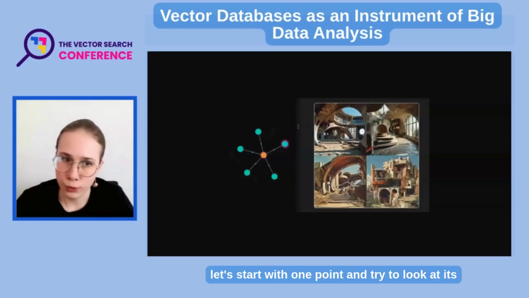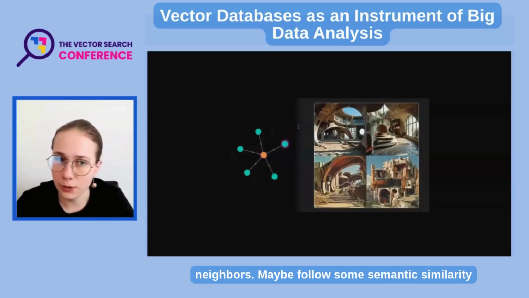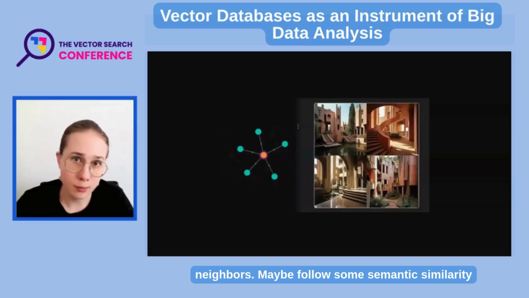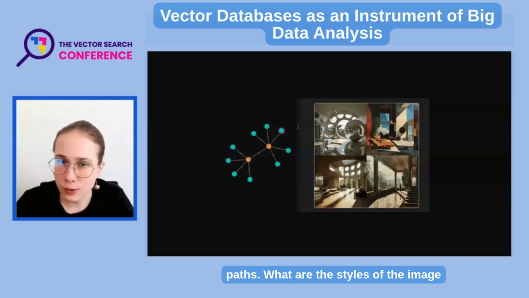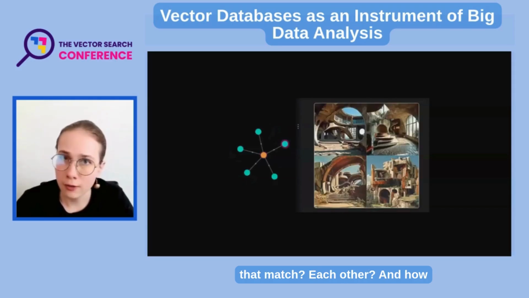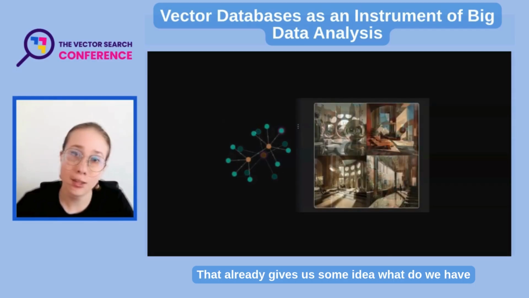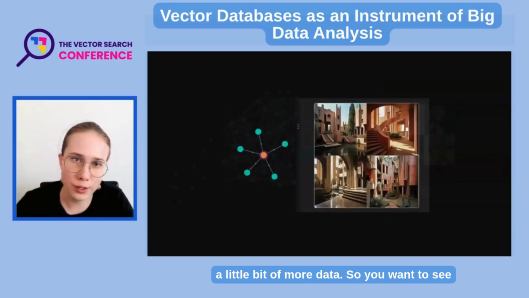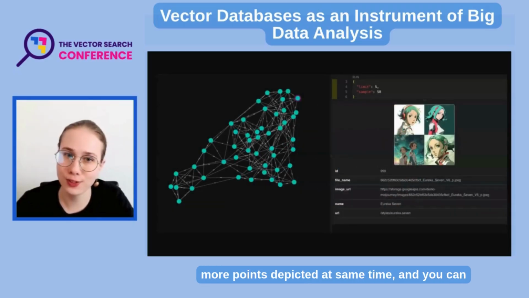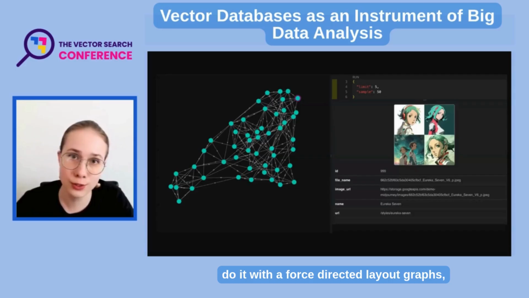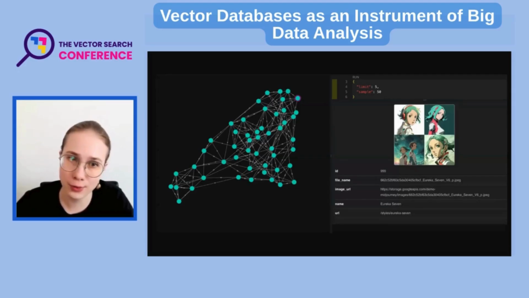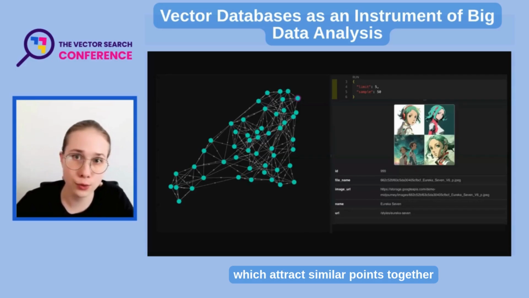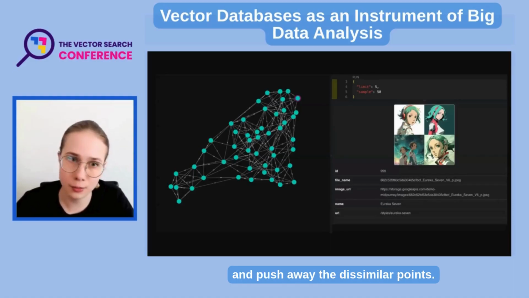Firstly, let's start with one point and try to look at its neighbors. Maybe follow some semantic similarity paths. What are the styles of the image that match each other, and how can we derive some certain patterns from it? That already gives us some idea what do we have in our data, but probably we want to see a little bit more data. So you want to see more points depicted at the same time, and you can do it with a force-directed layout graphs, which attract similar points together and push away the dissimilar points.